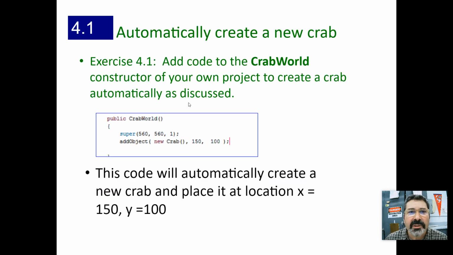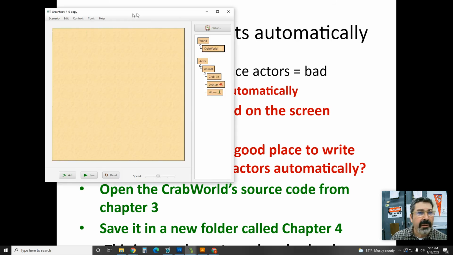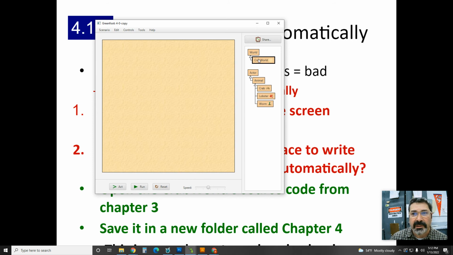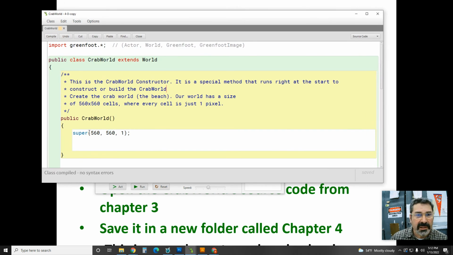All right, so what I want you to do is automatically create a new crab. Add code to the crab world constructor of your own project to create a crab automatically as discussed. So look, we said at the beginning, where would be a good place to write code that would add actors automatically? Well, we know that the world is placed automatically, and we know that's because the code to build the world was placed in the constructor. So what we're going to do is go right here and add this. We're going to say add object.